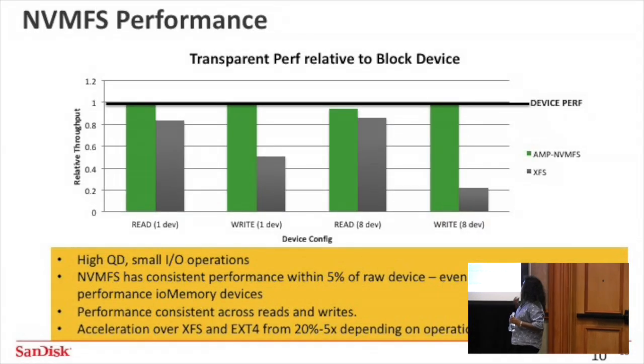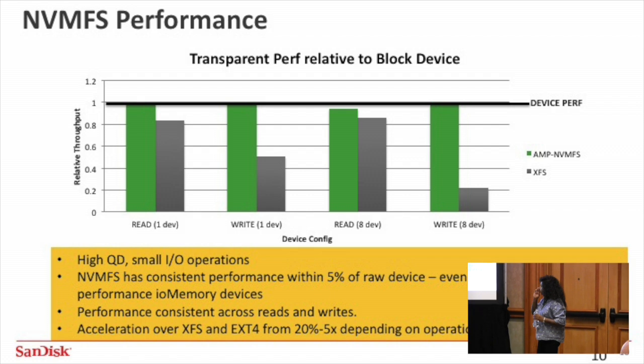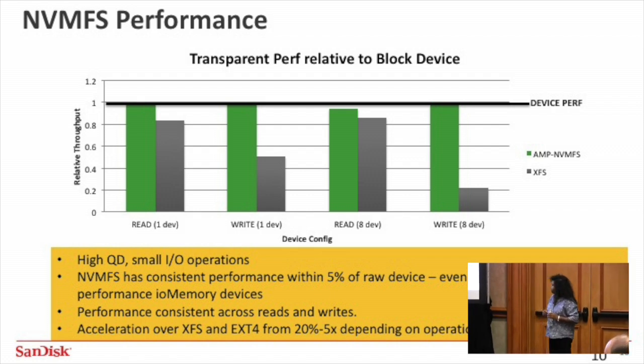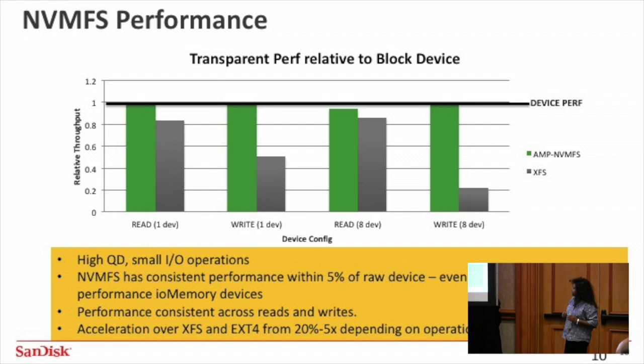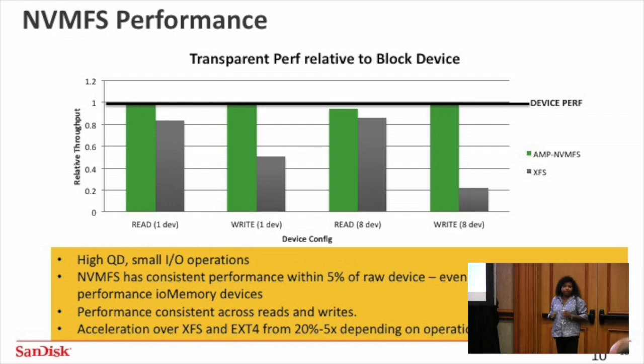Okay, this is the one. This is a chart of the performance of NVMFS. The first two bars are read and write for one I/O drive. The second, third, and fourth bars are read and writes for 8 I/O drives. In both cases, what you really want to see is that the black line is what the devices can do. So you can't really do better than the devices. What you want is to be as close to the devices as possible all the time.